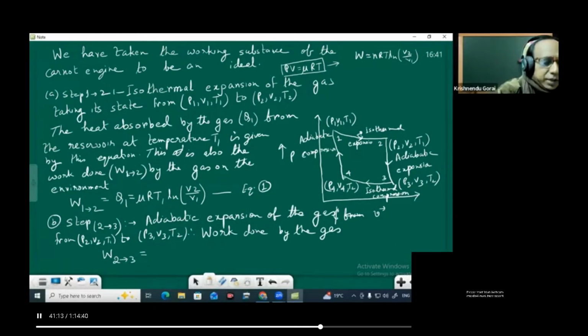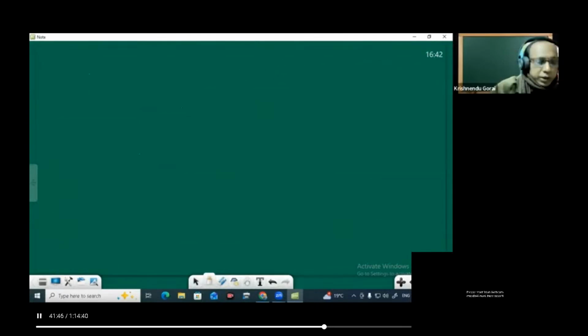So we are writing this equation: mu R, T1 minus T2 by gamma minus 1. This is equation number 2. So step 1 is 1 to 2, and step 2 to 3 is this one, adiabatic expansion. Now we'll find isothermal compression, the third one. That is isothermal compression, step 3 to 4.